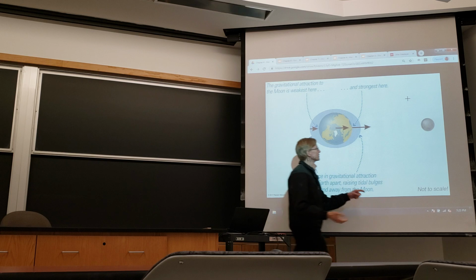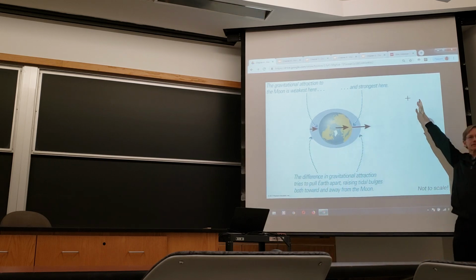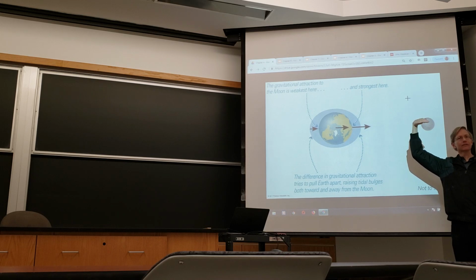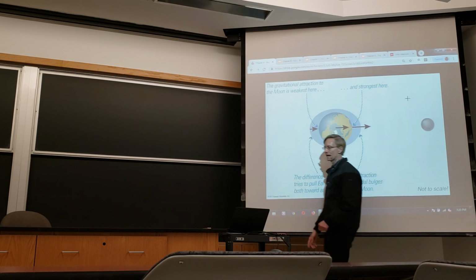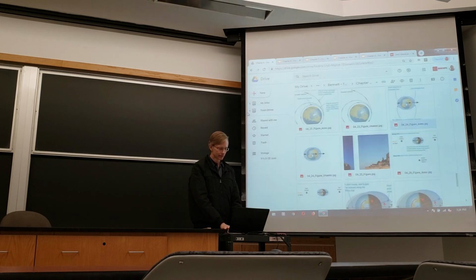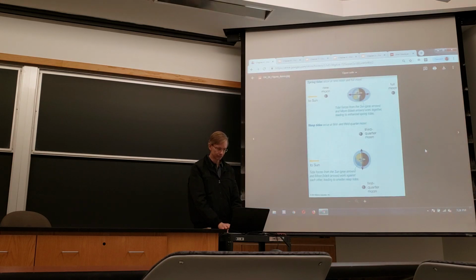So in other words, as the moon orbits us, the direction of the tidal bulge follows the moon around, yes. Because the moon is orbiting us. The thing is, the sun also raises tides.